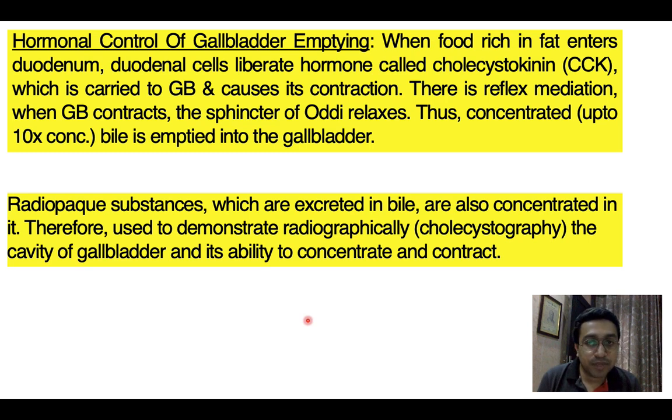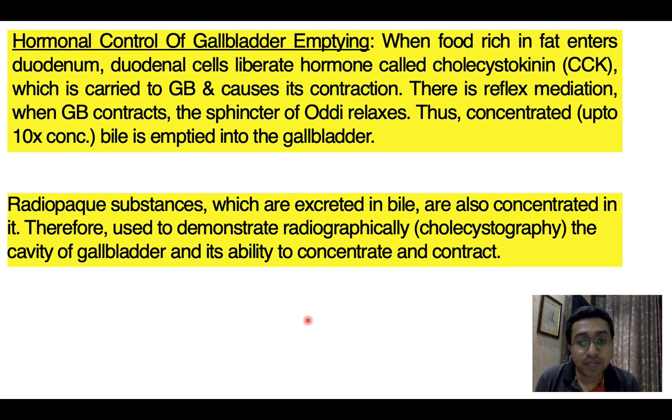So, briefly talking about the hormonal control of gallbladder emptying, when food rich in fat enters the duodenum, the duodenal cells liberate the hormone called cholecystokinin, abbreviated CCK, which is carried to the gallbladder and causes its contraction. There is reflex mediation. When the gallbladder contracts, the sphincter of Oddi relaxes, thus the concentrated bile, which is about 10 times the concentration, is emptied from the gallbladder into the duodenum.